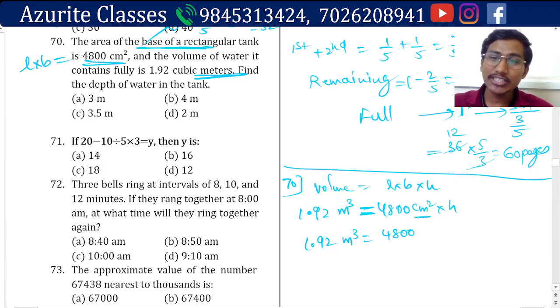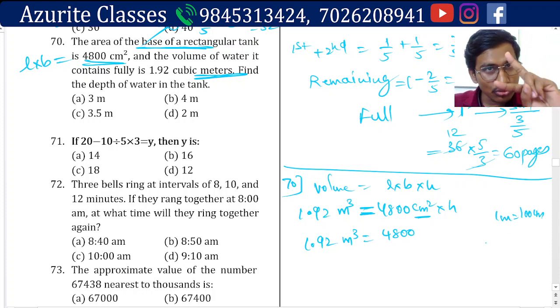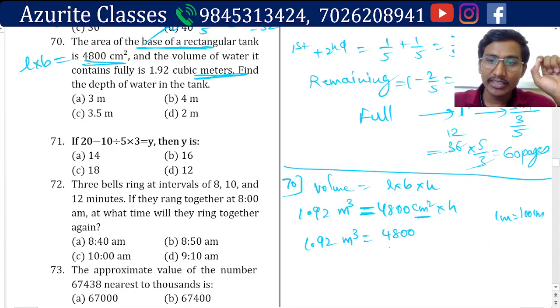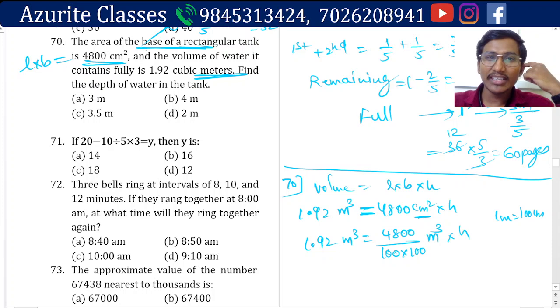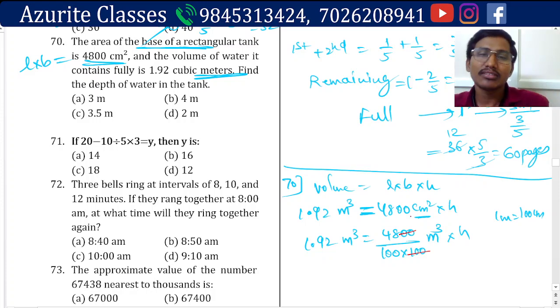Centimeter is in 2 times, so 1 centimeter is 1 by 100. 1 meter is 100 centimeter. So meter square means 2 times we have to take, right? So 2 times means 100 into 100, divide with that, and then centimeter will become meter cube, right, into height. So if you divide that, how much will it come? Here 2 zeros, here 2 zeros.